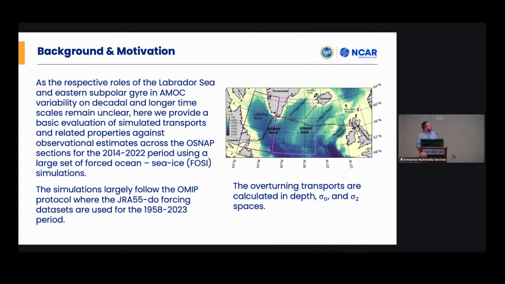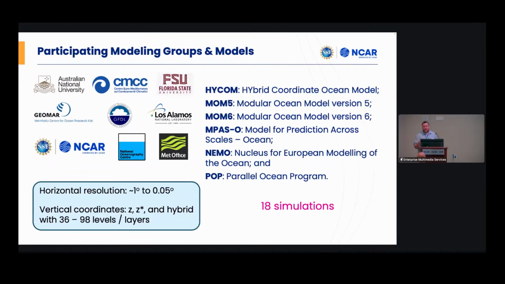Okay, it's not moving again. You have to change button from slide to slide, apparently. It's kind of weird.